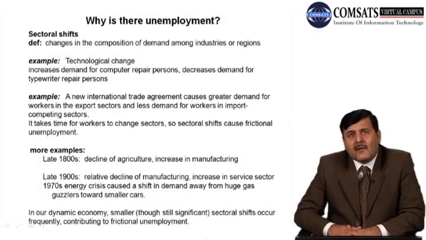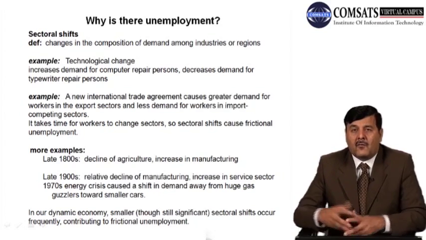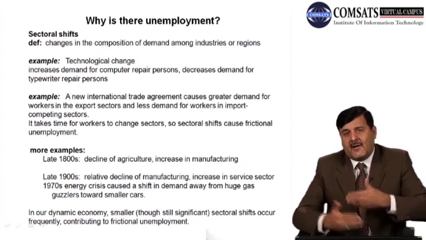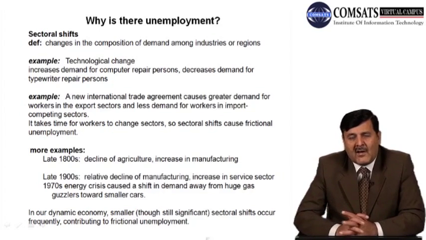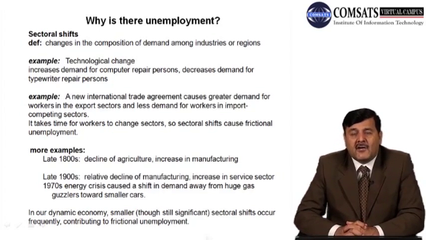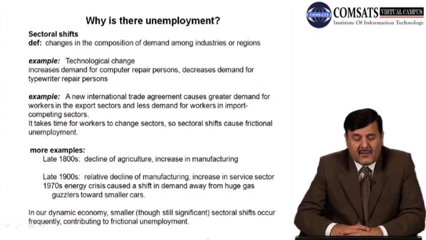And there are some other examples also, like in late 1800 decline of agriculture and increase in manufacturing. So usme kya hua, there was a big shift in the sectors between agriculture and manufacturing, so uski wajah se kuch log unemployed rahe for a certain time period, or that kind of unemployment is known as the frictional unemployment.